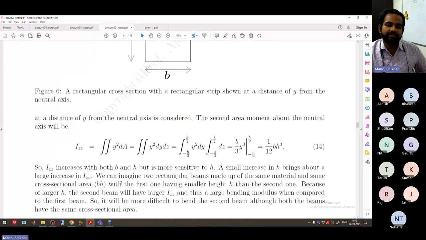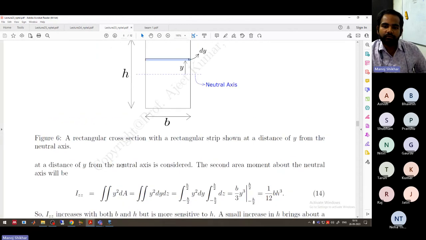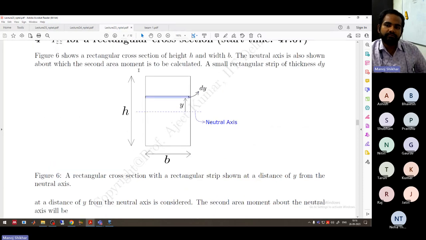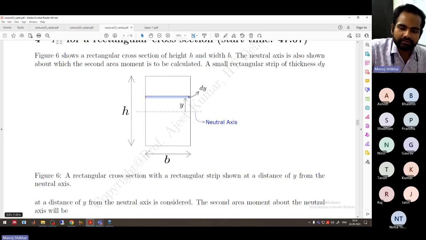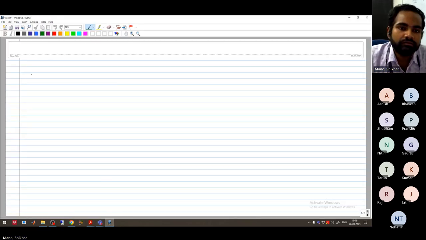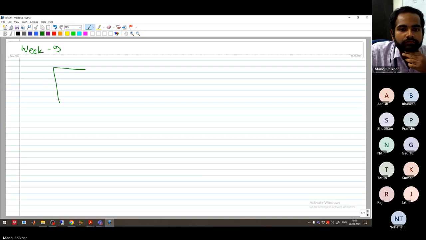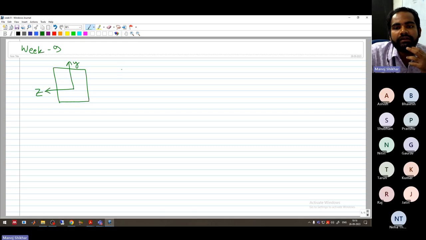Then how do we calculate IZZ? We know that y square dA is the formula. Now what is dA here? We are looking at the cross section, which is formed by the y and z axes. So maybe I should draw it. The cross section is like this, and I need to find IZZ.